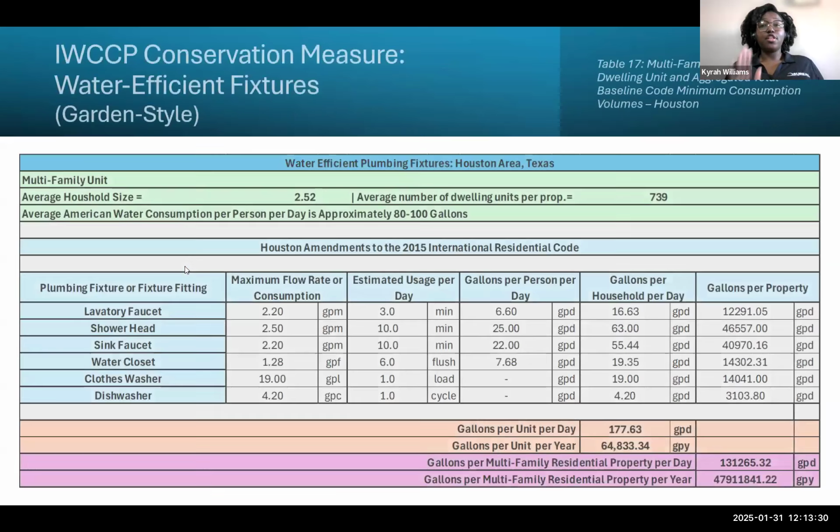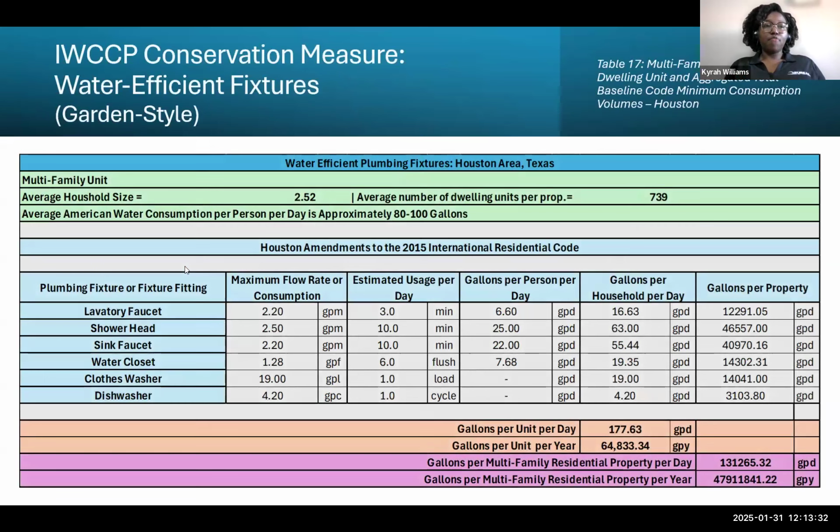In terms of the third IWCCP conservation measure, the water efficient fixtures, focusing on this particular measure is deemed much more important, not to discredit the others, but this one actually showed us something that is very paramount, something that should actually be utilized.